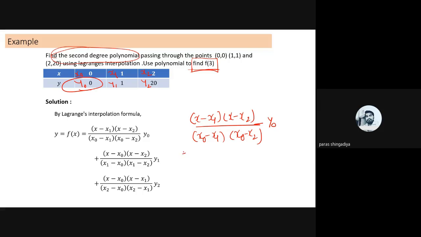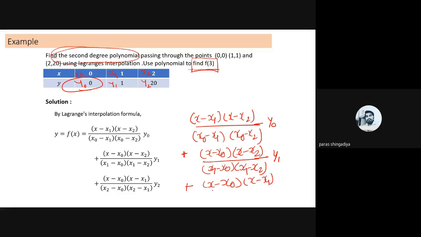Then the second term is for x1, y1, so we skip x1. It will be x minus x0 and x minus x2, and the denominator is x1 minus x0 and x1 minus x2, into y1. The third term is for x2, so we skip x2 and the remaining two values are x0 and x1: x minus x0, x minus x1, and the denominator is x2 minus x0 and x2 minus x1, into y2.